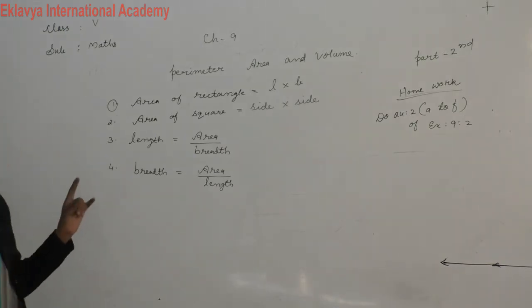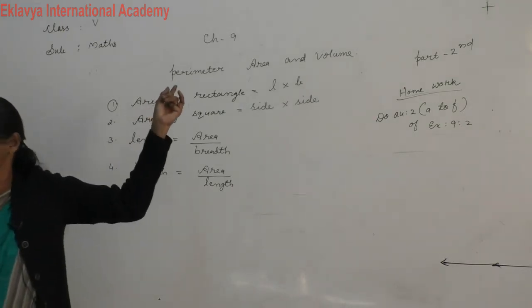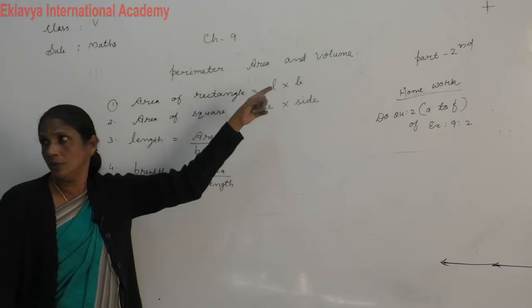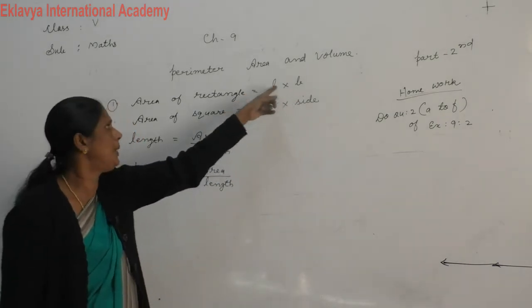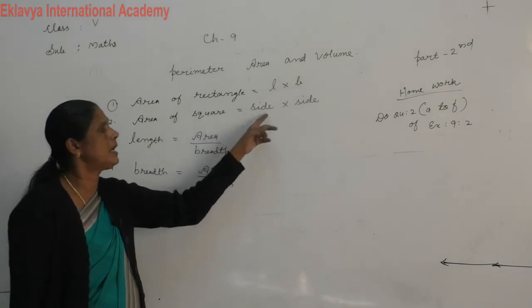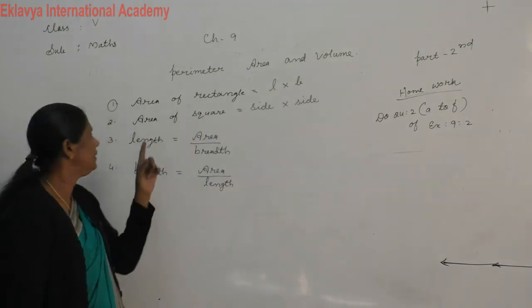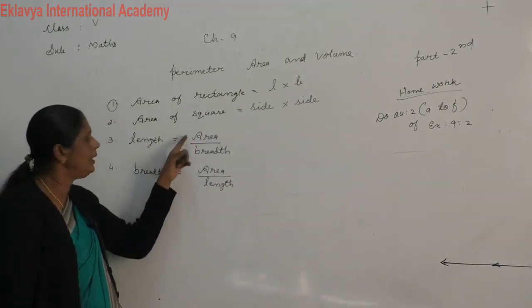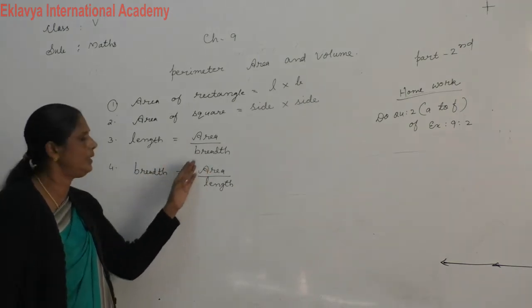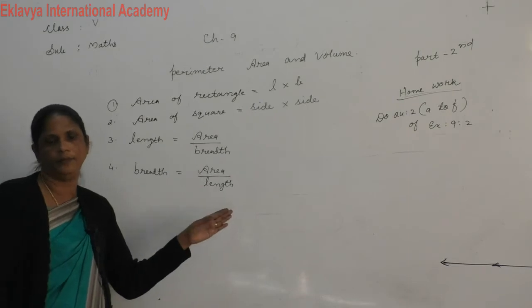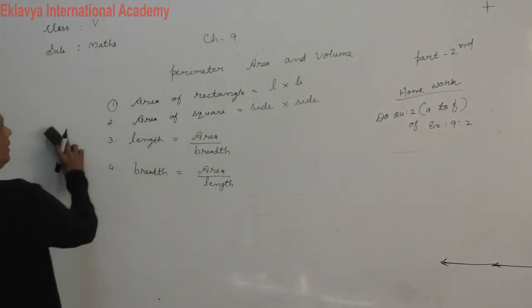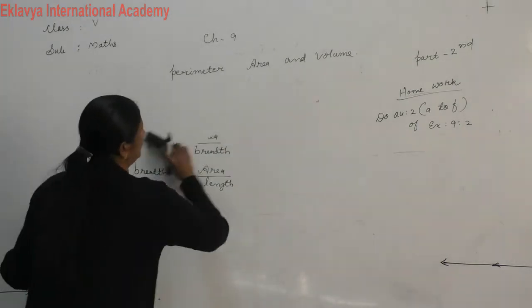Here again you learn the formulas. Area of rectangle is equal to length multiply breadth. Area of a square is equal to side multiply side. Then length is equal to area upon breadth. Then breadth is equal to area upon length. Now we solve the question. You learn the formulas.